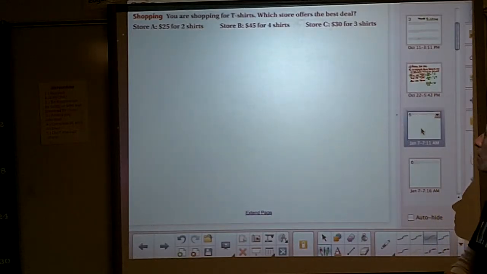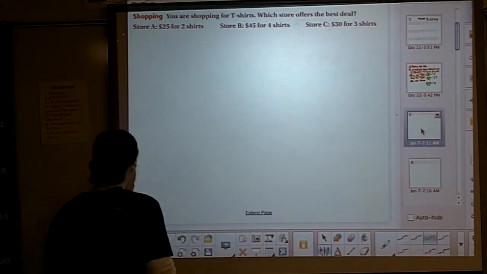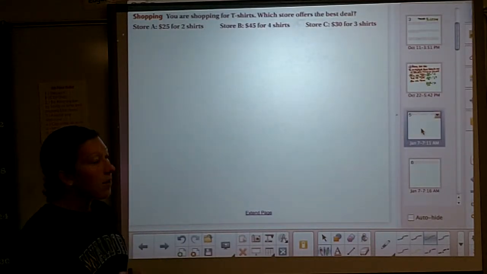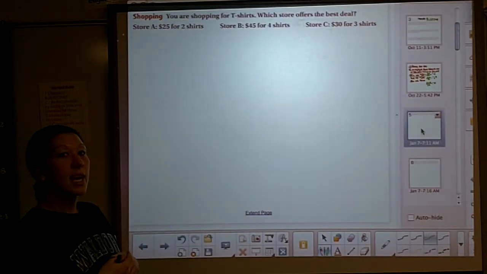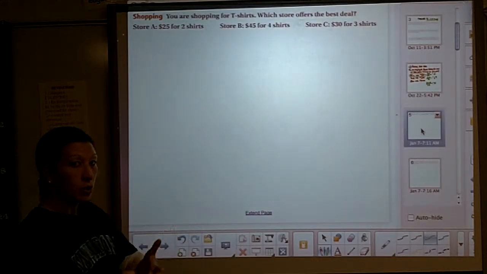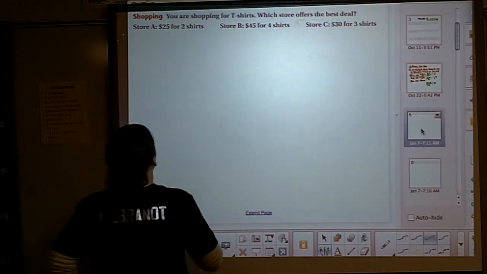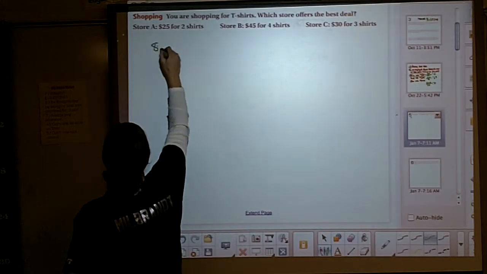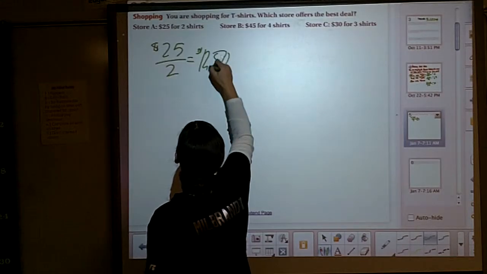The next one, it says you are shopping for t-shirts. Which store offers the best deal? At store A, you can get 2 shirts for $25. Store B, 4 shirts for $45. Store C, 3 shirts for $30. Same thing, I'm going to calculate this, and most people would figure out the cost per shirt, not the shirt per dollar. So I'm going to take my $25 divided by my 2 shirts, and I can do that one in my head. I get $12.50.